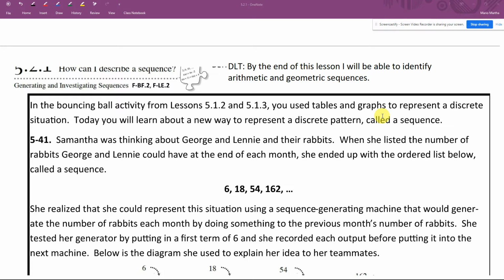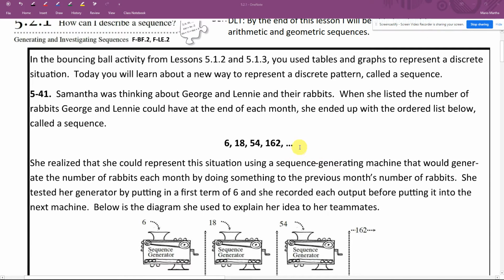Today's topic 5.2.1. How can I describe a sequence? The learning target for today is: by the end of this lesson, I will be able to identify arithmetic and geometric sequences. You guys have been exploring exponential functions, and if you remember, those change by multiplying. The linear functions change by adding. So now we're going to be talking about sequences, which relates to both of those.